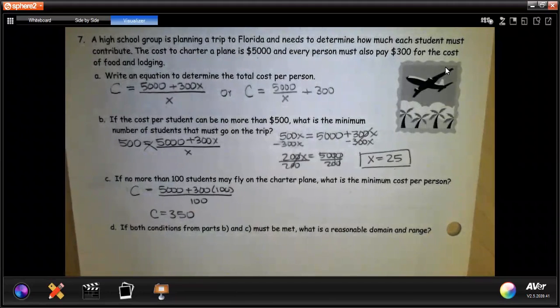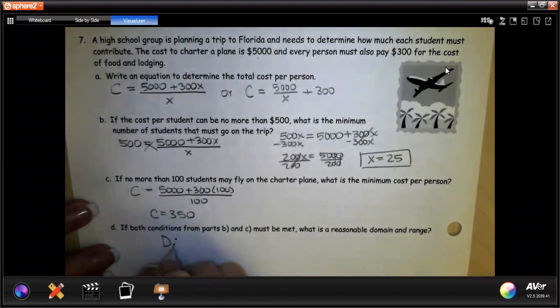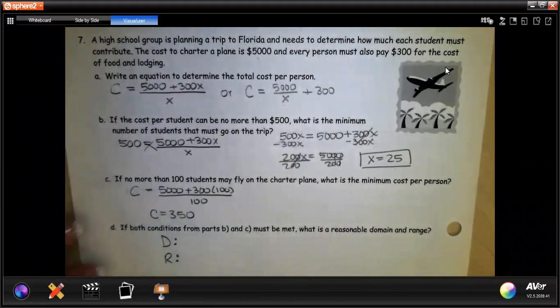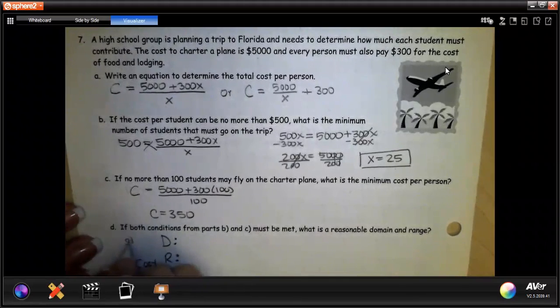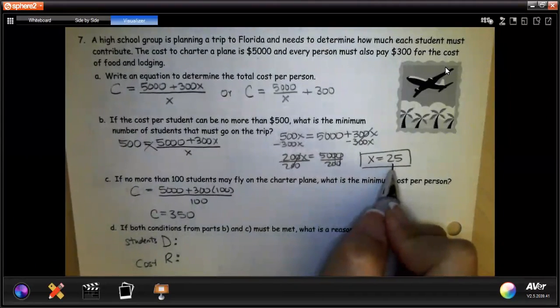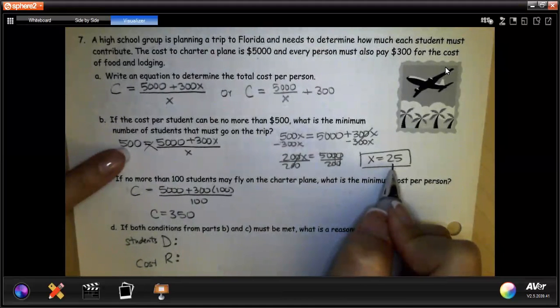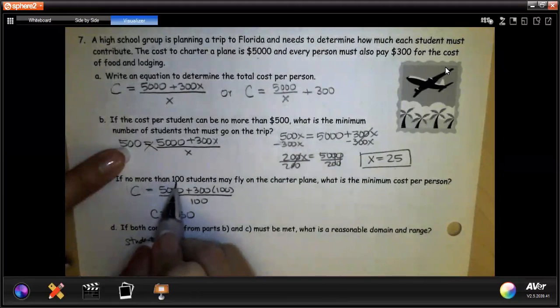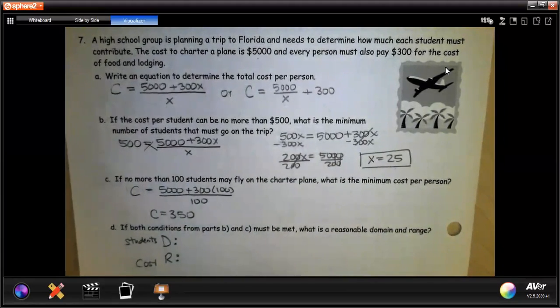So if both conditions from parts B and C must be met, what is a reasonable domain and range? Here we want to think about that. For our range, we're talking about cost, and for our domain, we're talking about the number of students. So we said that this would be the smallest amount of students that can go, because that put us at a cost of 500, which was the maximum that they would pay. Now the maximum amount of students that could go is 100, because that's all that fit in the plane.